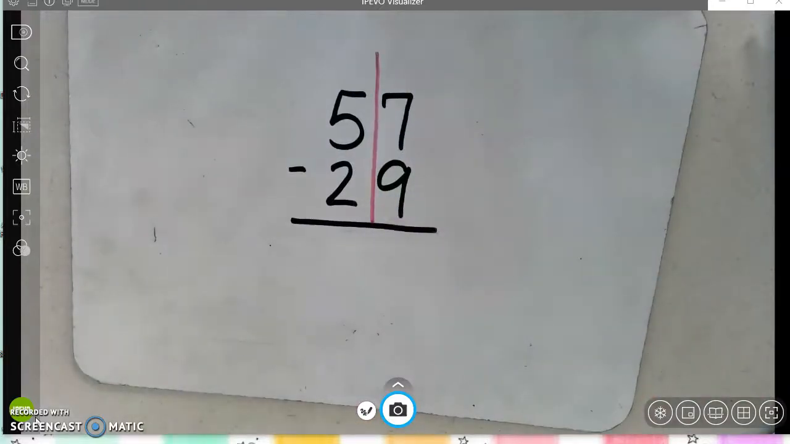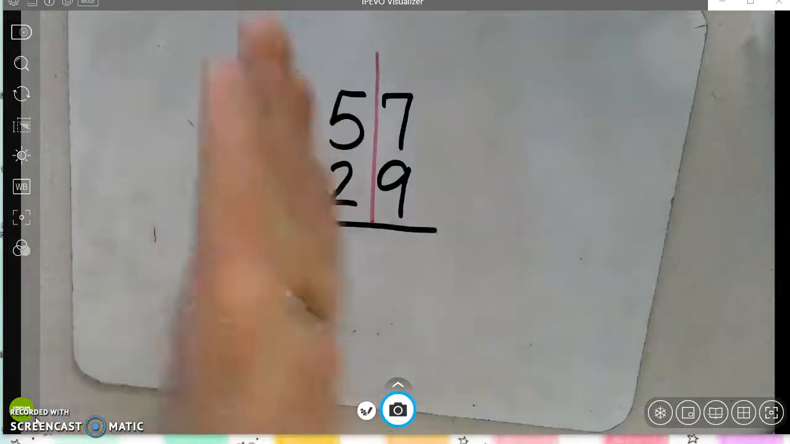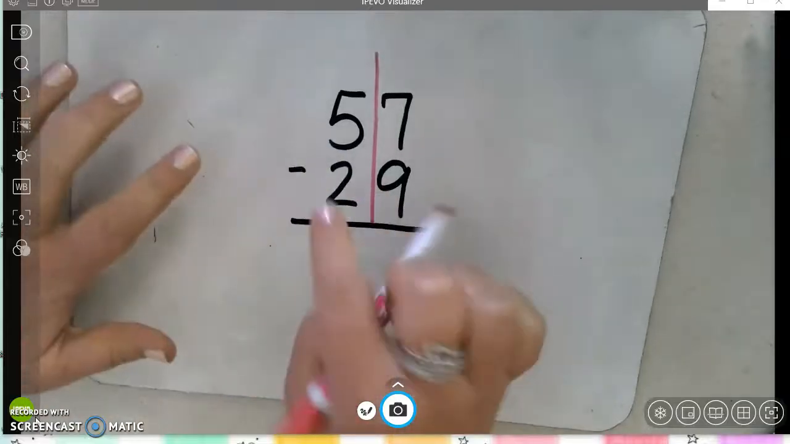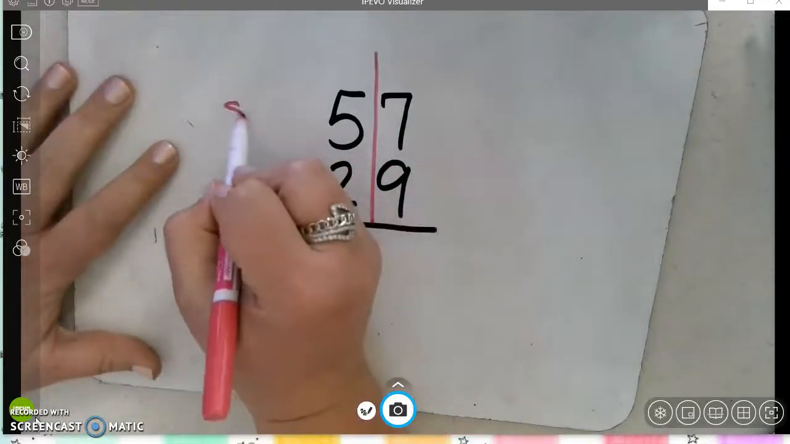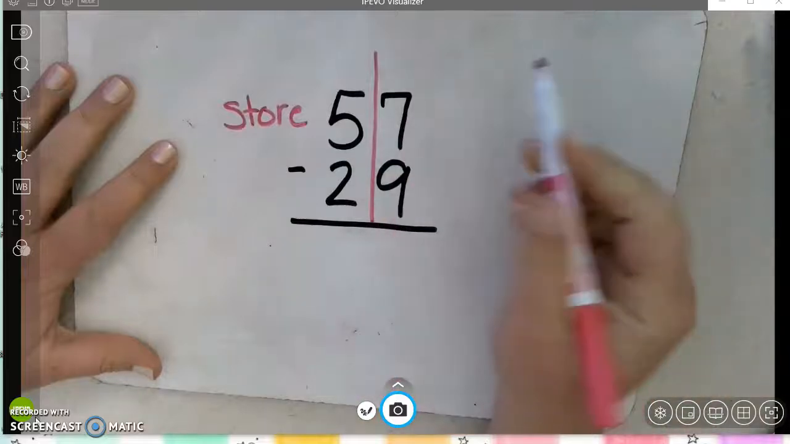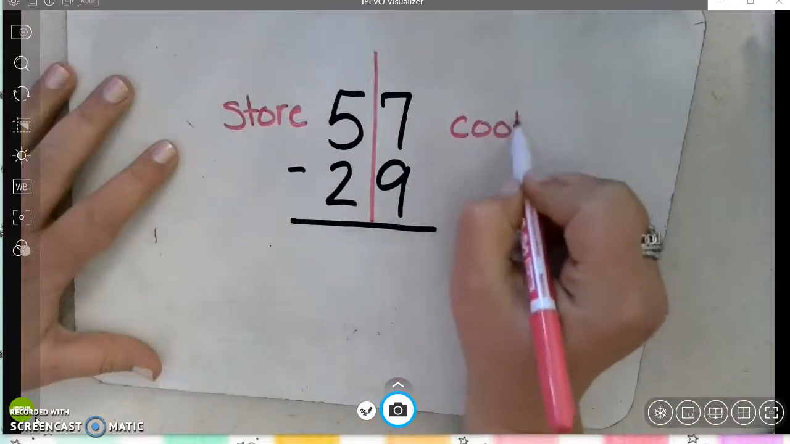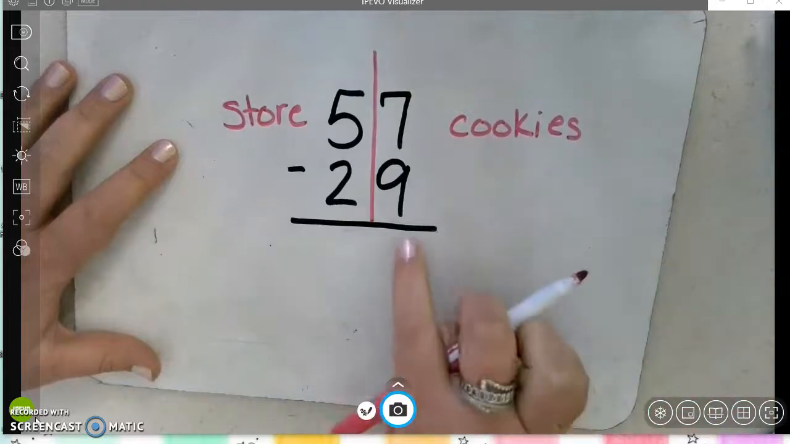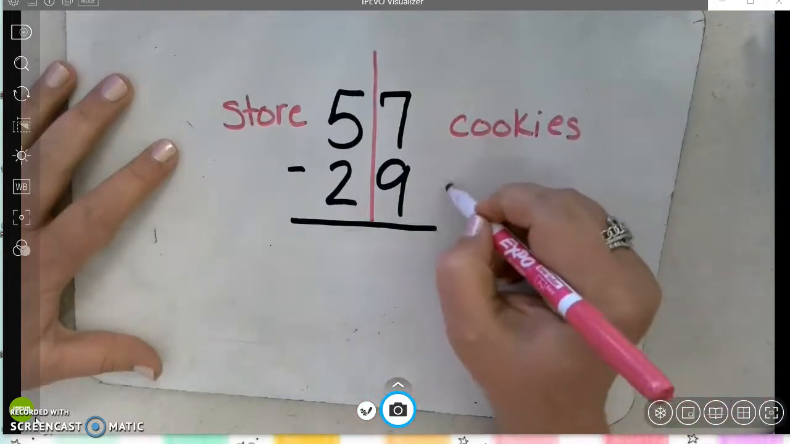It's like we took the place value chart, but we erased all the other lines. And we just know that all of our ones are to the right, and then all of our tens are to the left. So then we have three names for our numbers. This top number is always what we call the store. This number is how many cookies we have. This method is called Cookies and Friends, by the way. And then this bottom number is friends.